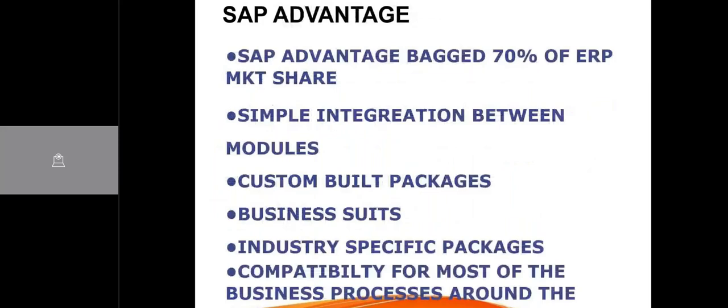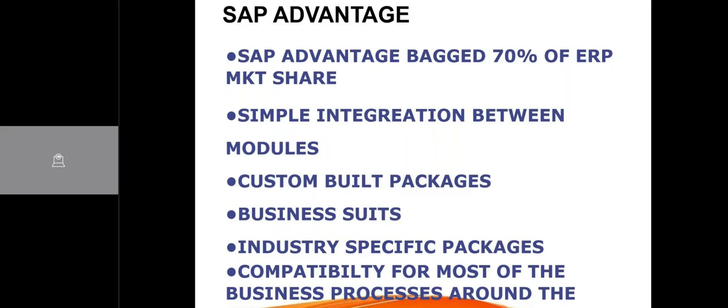So there are many advantages of SAP. At present, SAP holds 70% of the market share. It gives a complete solution for all the departments of an organization. And there is a concept called integration. Integration means interconnected. SAP modules are interconnected.